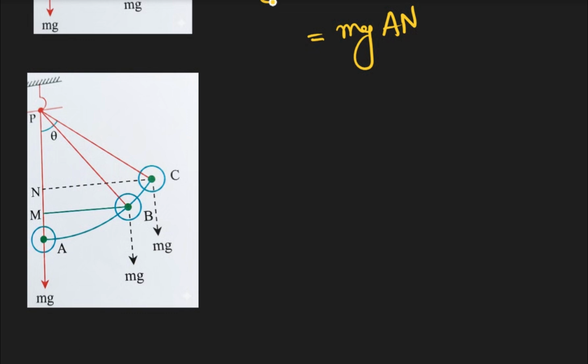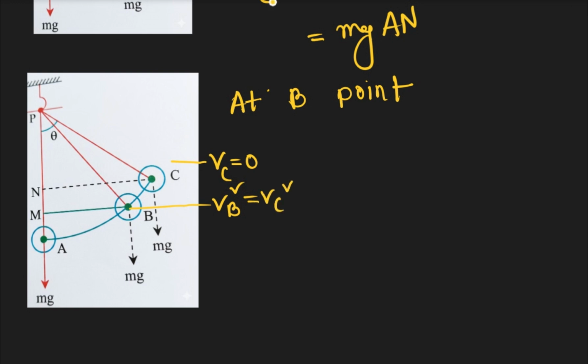Now it's time to evaluate the value at point B. At point B, at point C the velocity Vc equals 0. We can write down Vb squared equals Vc squared plus 2g, and the height is how much? This height is MN, so we can write here MN.